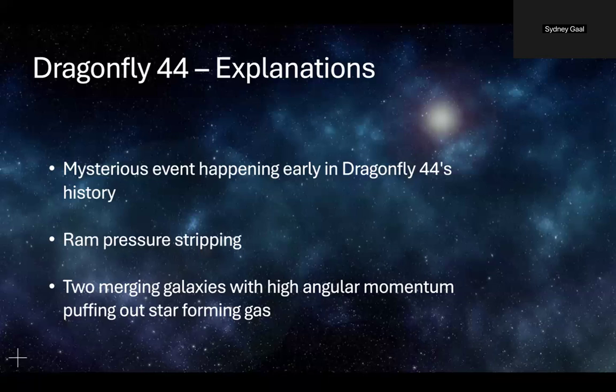So could this mysterious event happening early in Dragonfly 44's life be due to ram pressure stripping? It's a possibility, but Van Dokkum also hypothesizes that it could be due to two small galaxies that were rotating in the same direction, and then they merged, causing an angular momentum that puffed out the star-forming gas in the galaxy.